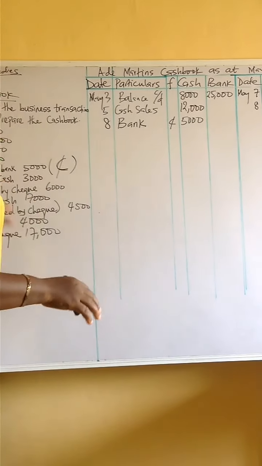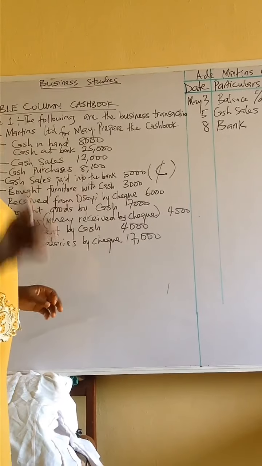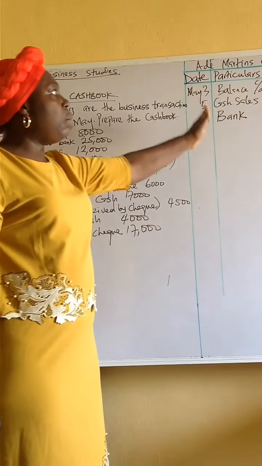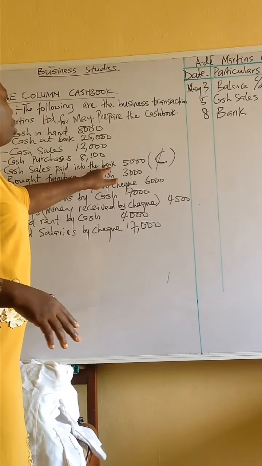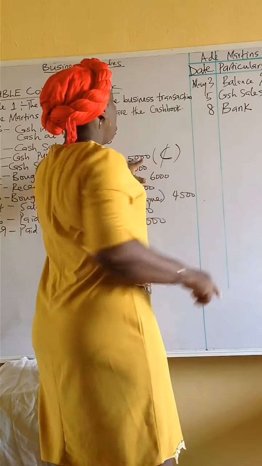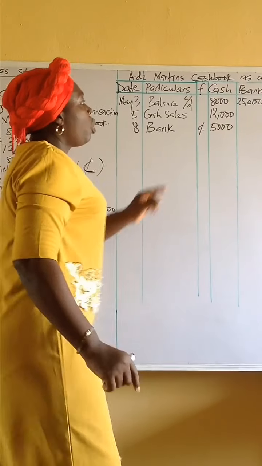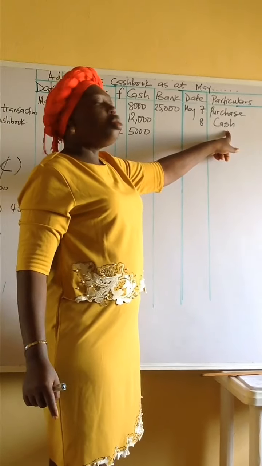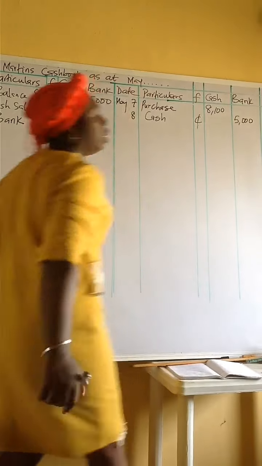Let me explain again. You have cash sales paid into the bank. One party is benefiting, the other party is losing. The benefiting party goes to the debit side, while the losing party goes to the credit side. Which party is benefiting? Bank, because they pay the cash into the bank. So, bank comes under particulars. What did they put in the bank? Cash. So you put the money under the cash column. Cash is losing. Under particulars, you put cash. Who is cash losing to? The bank, because that's where they are putting the money. So you record it in the bank column.